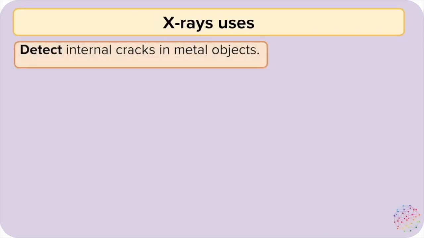X-rays are often used to detect internal cracks in metal objects. This kind of application is possible because the more dense a substance is, the more X-rays it absorbs from an X-ray beam passing through it.